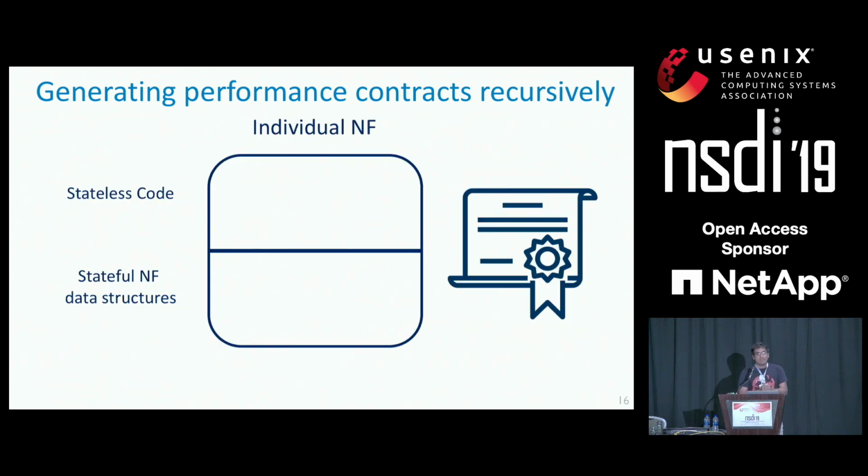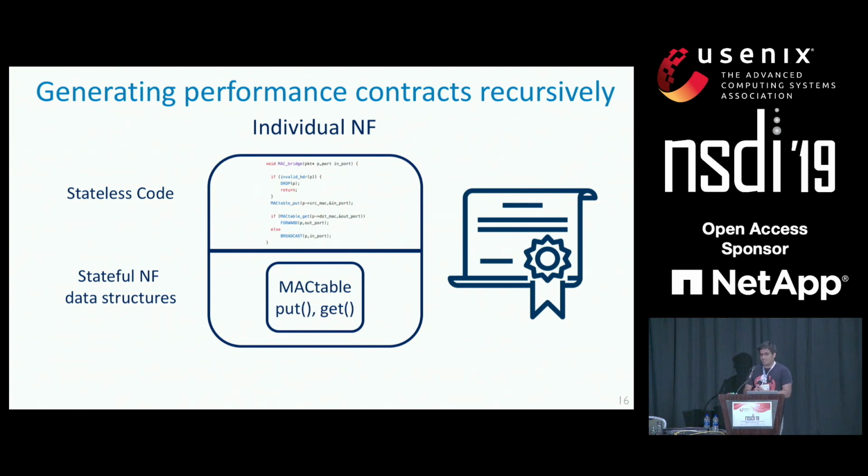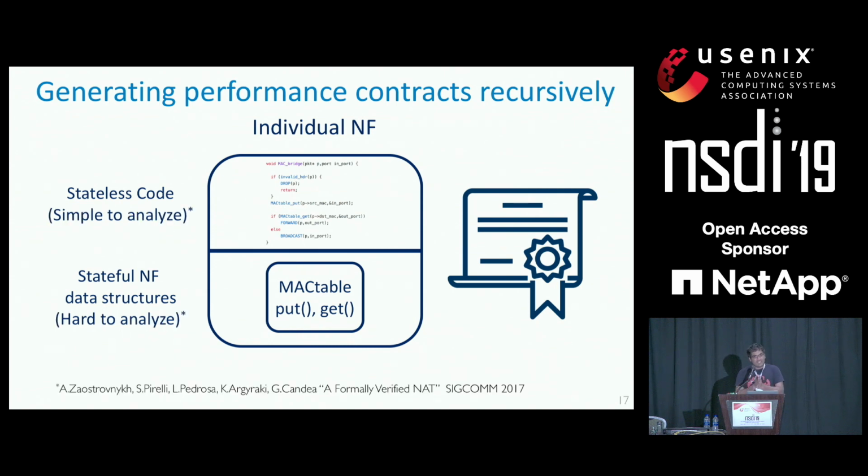When we zoom in, we see that an individual NF can further be divided into 2 parts. You have data structures, which encapsulate the state that the NF maintains, and stateless code that operates on these data structures. So for the bridge I showed you earlier, the MAC table encapsulates the state that it maintains, and the pseudocode interacts with this MAC table using well-defined API calls like puts and gets. And the reason I have modularized the NF this way is because prior work has shown that when you're trying to analyze NF code using automated PL techniques, the part that is hard to analyze are these stateful data structures.